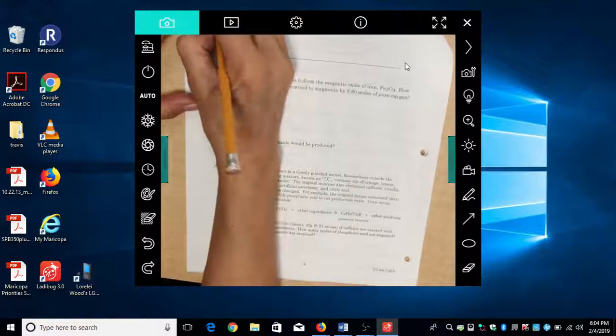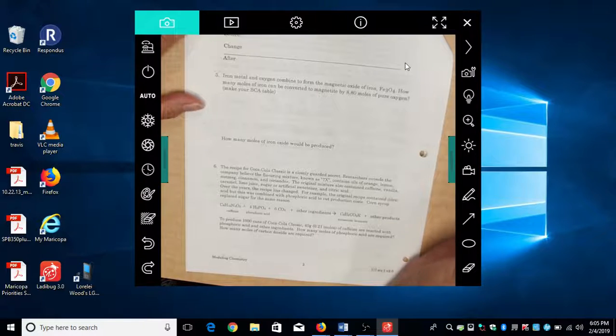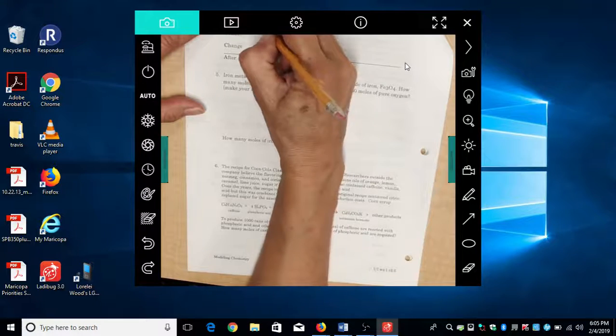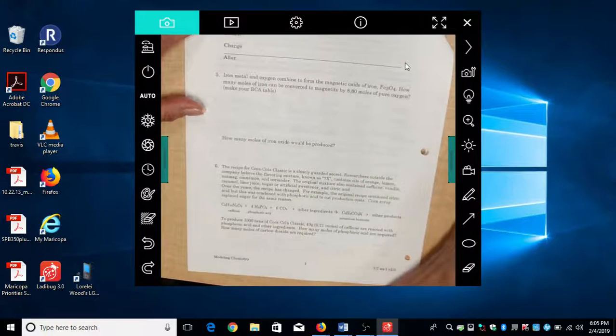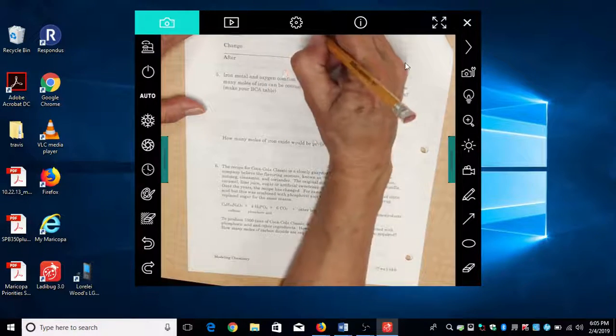All right, let's try number 4. The poisonous gas phosgene. There's a funky looking stuff. COCl2, and it's a gas. Reacts with water, and what's the formula for water?